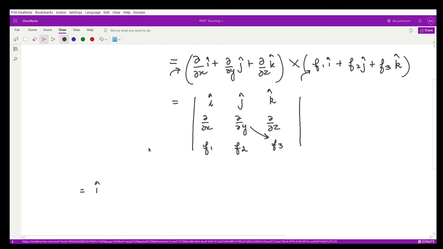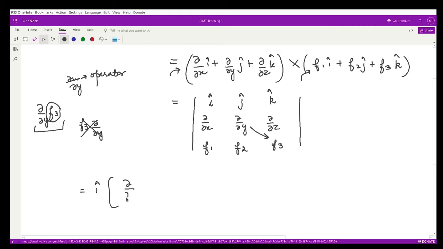Now whenever you multiply these two quantities, you can write del by del y of f3, but you cannot write f3 del by del y. Why? Because del by del y is an operator here, and not a function. The function is f3, so the order should be only this. You cannot reverse its order. So for i cap, when you multiply these two quantities, it would be del by del y of f3 minus del by del z of f2.